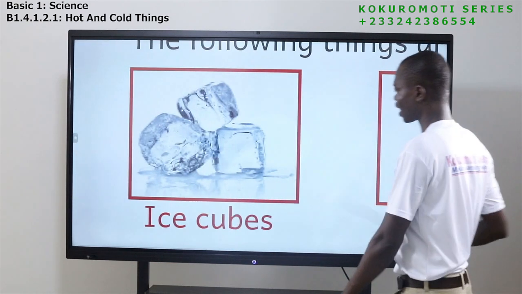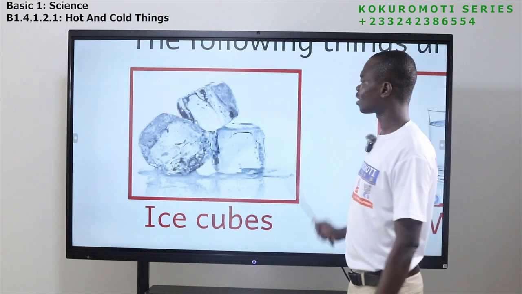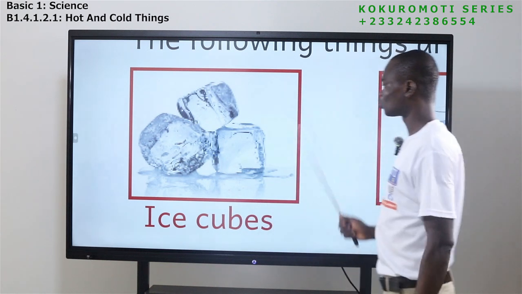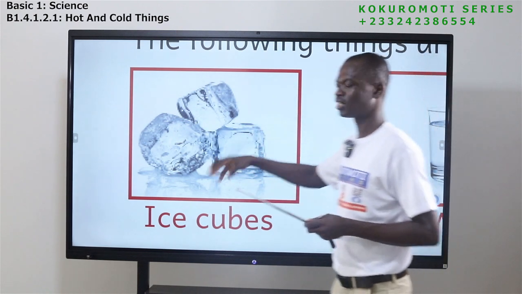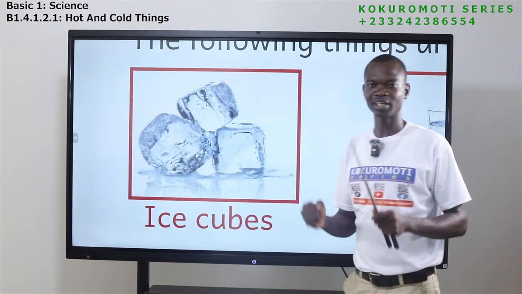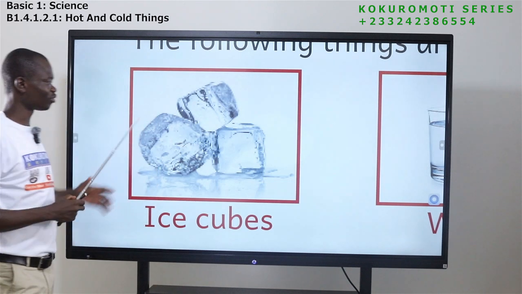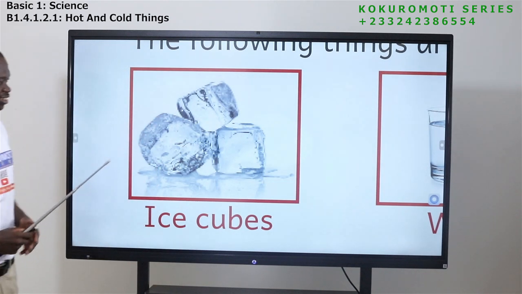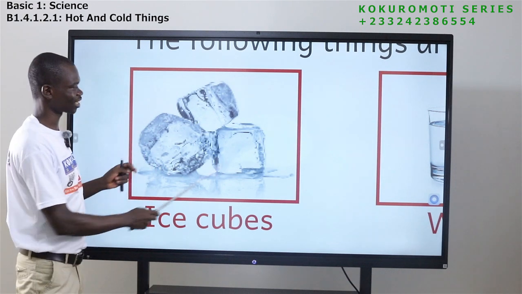The first one, ice cubes. Do you know ice cubes? This is how it looks. Those who like drinks, sometimes they put ice cubes in their drink to make it nice. If you have ice cubes in it and you are drinking, in fact, you get the taste of it.